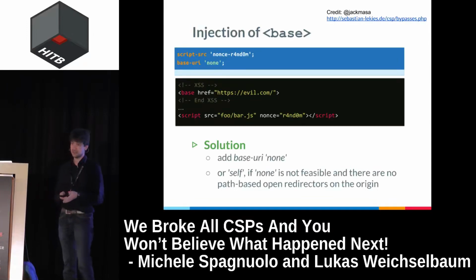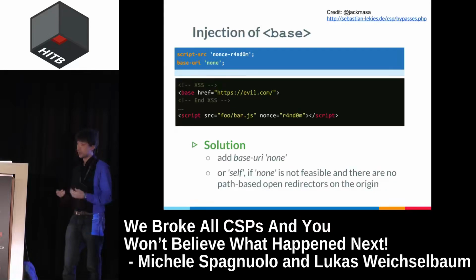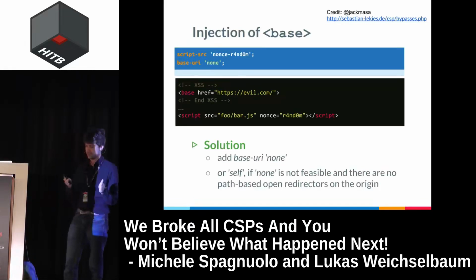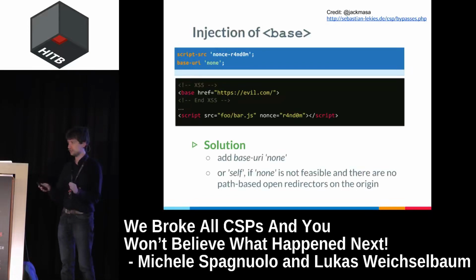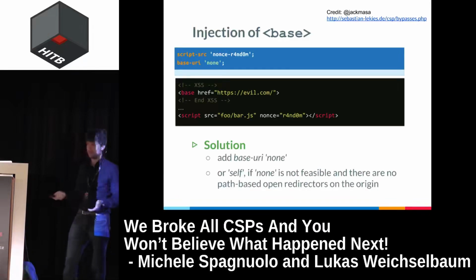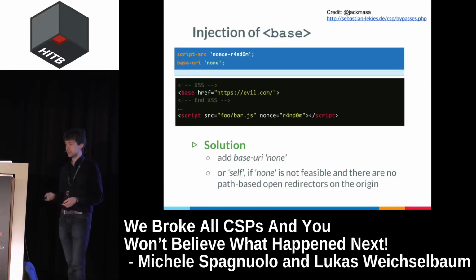A problem with base URI self is that in the pretty uncommon case in which you have path-based open redirectors on your domains, these can be bypassed. So you might say, why should you have a path-based open redirector, such as /redirect/evil.com/ something, right? So nothing in the query, just in the path, and the server basically redirects to evil.com. Why should you have that? Well, at Google we have, and it's called AMP, Accelerated Mobile Pages. So it was very problematic to use self at Google, so we often opted for none or for a deep path.